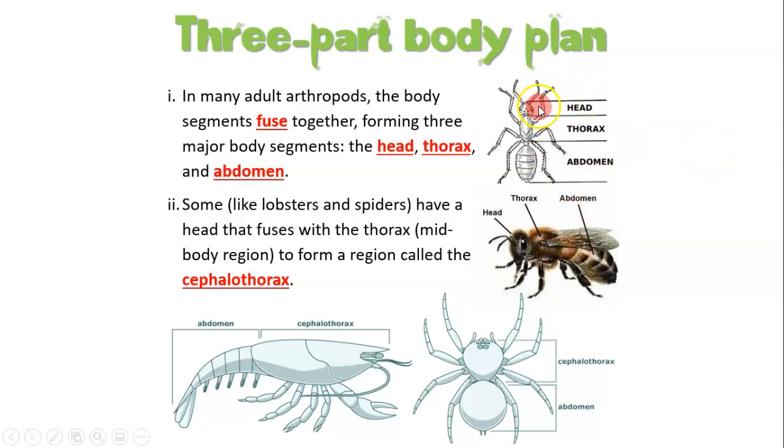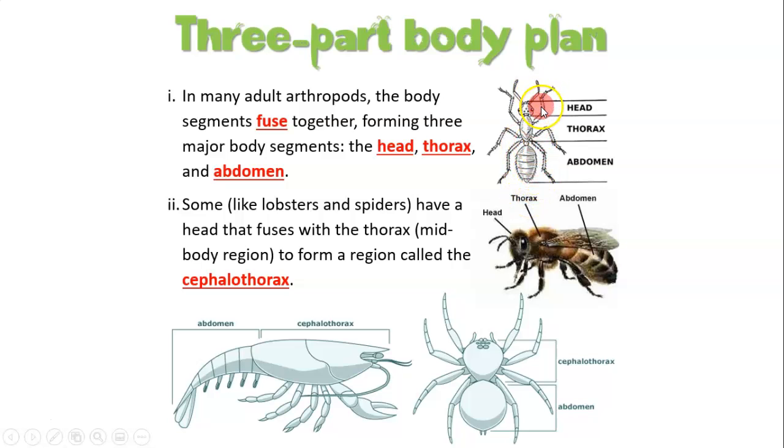And this picture in the right-hand corner shows you where those three segments are. But there is some variety in that depending on what we're looking at. So in many adult arthropods, the body segments fuse together. When we studied the annelids, think of how many segments they had. Or if you remember the myriapods that we looked at, they have a lot of segments as well. But in most arthropods, they're fused into three major regions. And like I already said, this diagram on the right-hand side shows you those regions: the head, the thorax, and the abdomen.